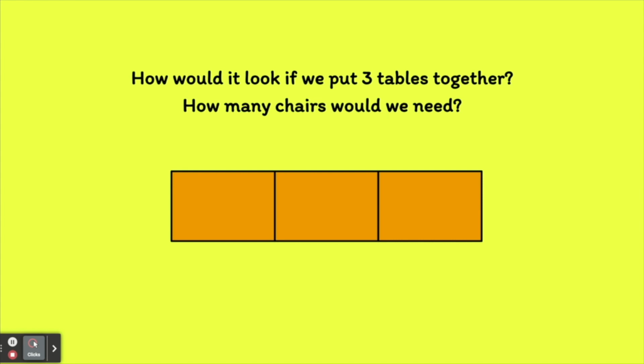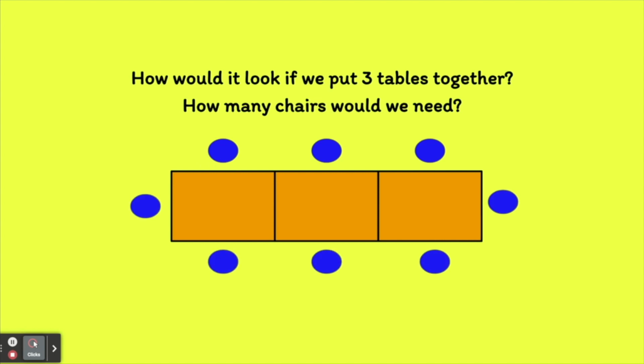Now let's start thinking about the possible rule for these tables. We know that 1 table sat 4 people, 2 tables sat 6 people. So if we have 3 tables, what might be the rule here? Well, we have 1 chair, 2, 3, 4, 5, 6, 7, 8. So here we know we need 8 chairs. So let's think about that rule.